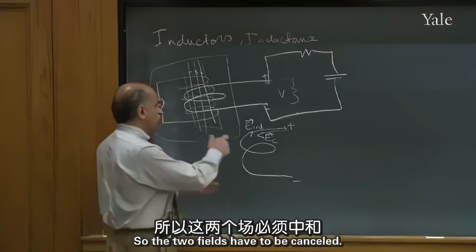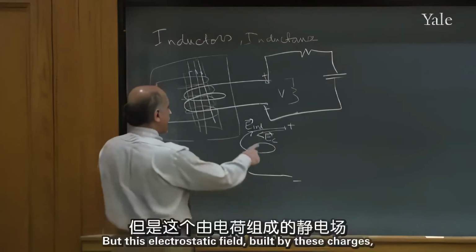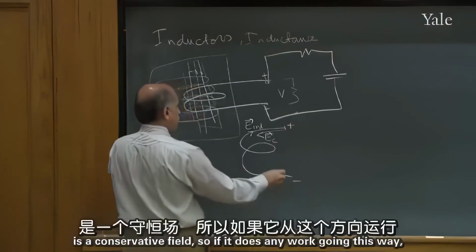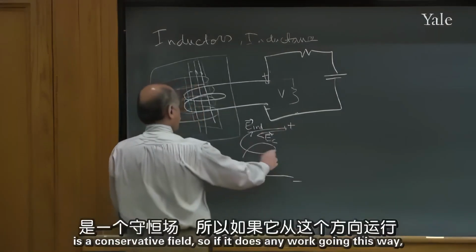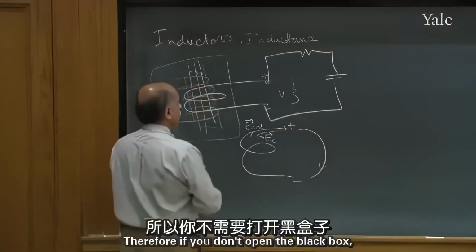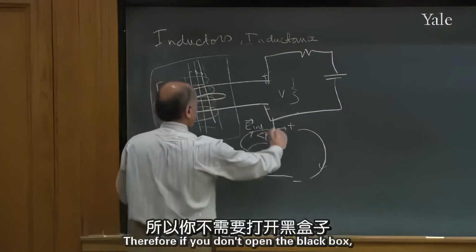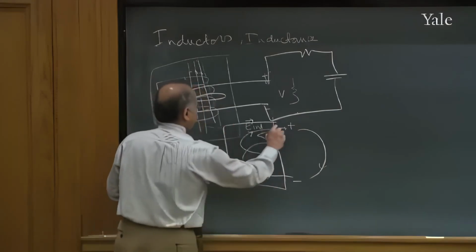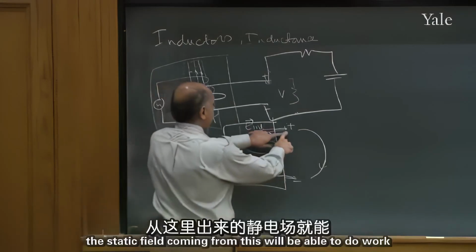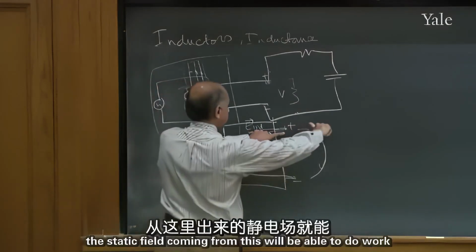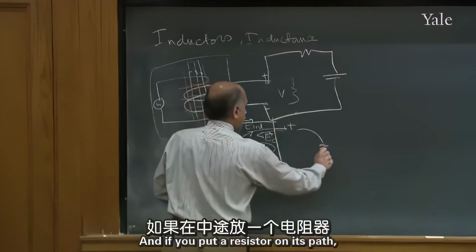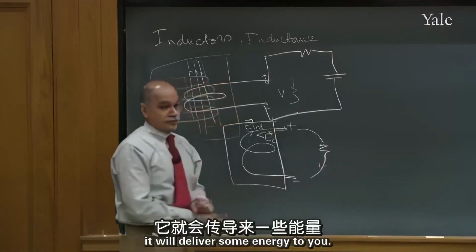So the two fields have to be canceled. But this electrostatic field, built by these charges, is a conservative field. So if it does any work going this way, it'll also do work going that way. Therefore, if you don't open the black box and don't know what's inside, if you just take the two wires coming out of it, the static field coming from this will be able to do work going from the plus to the minus terminal. And if you put a resistor on its path, it'll deliver some energy to you.